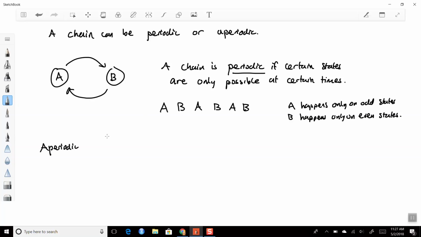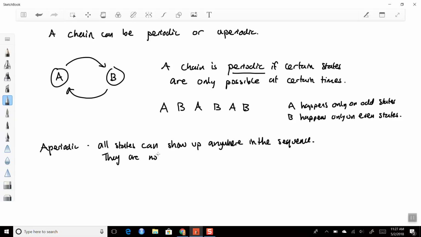Okay, aperiodic means basically a state can show up kind of anywhere in the sequence. It's not limited to just certain periods. Okay, all states can show up kind of, you know, anywhere in the sequence. Okay, they're not limited to certain periods.